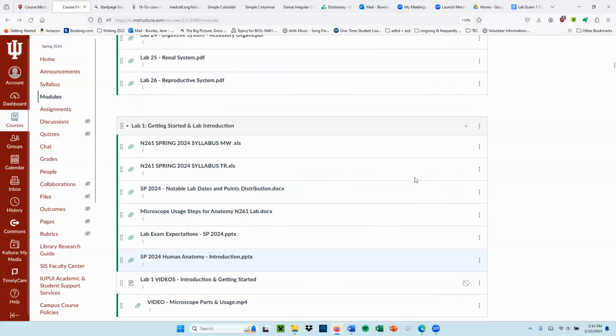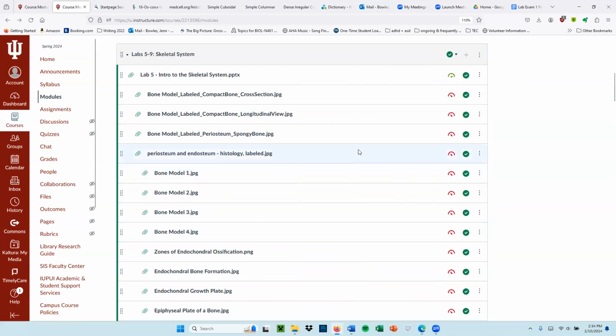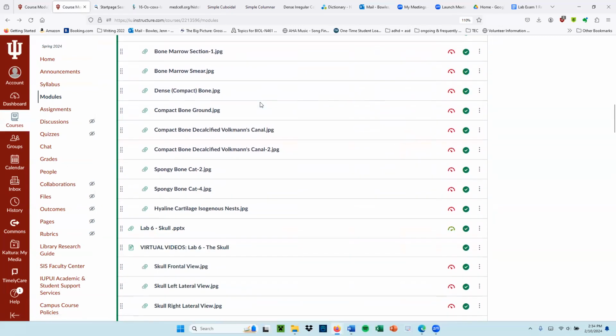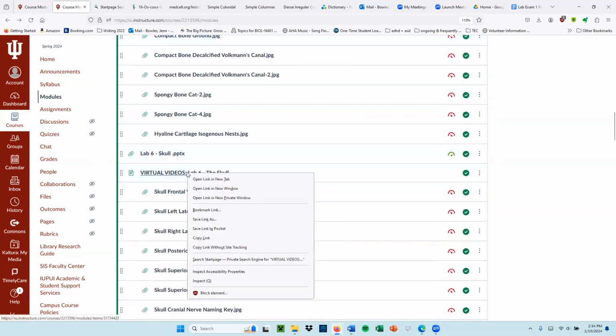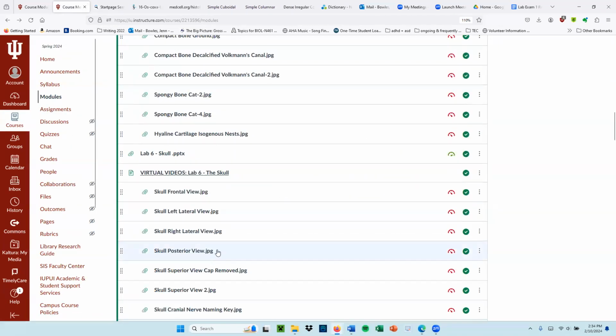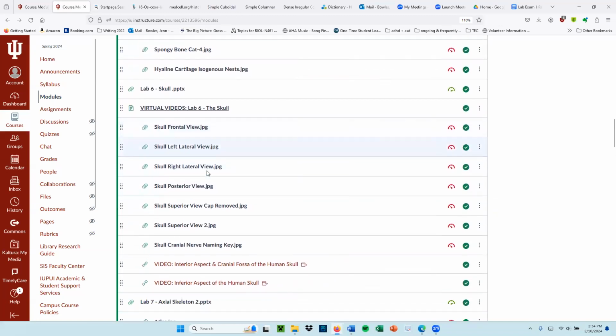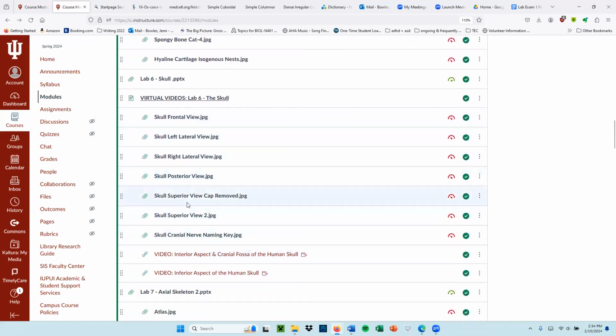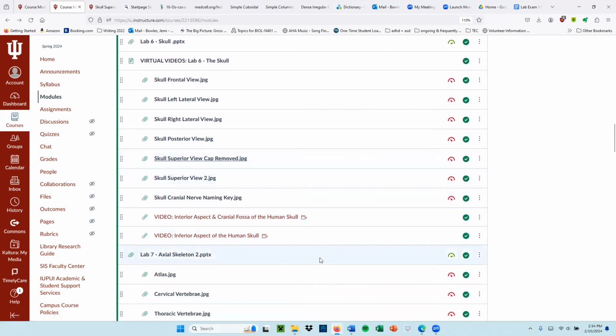And then our skull lab was also virtual. So if we come down here, I think that was lab 6. Yeah, there's also YouTube videos for the skull going over all of these regions here. So that's another way to study. But the most common way that skull questions will be asked will be from an anterior view and then from an inferior view.